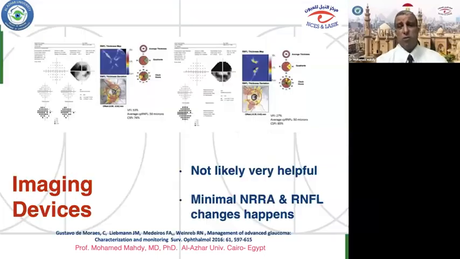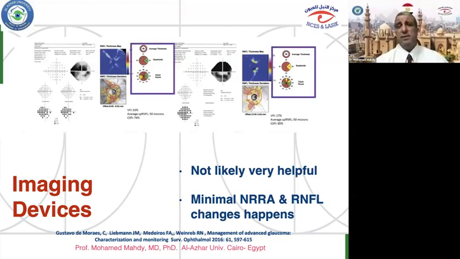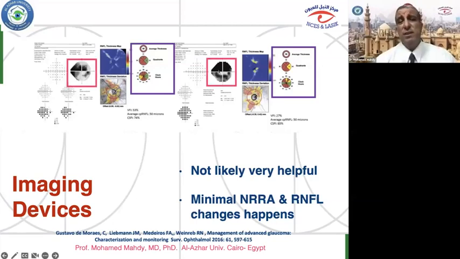If we come to the most important, the spectral domain OCT machines, which can measure precisely the optic nerve head and retinal fiber layer and even the ganglion cells, the patients don't look similar, despite the fact that these two patients are closely similar if we examine the spectral domain optic nerve head and retinal nerve fiber layer parameters. But if we go to the visual field, we see that the left one is healthier than the right one. So it is not likely to be helpful to use such advanced machines, as minimal neuroretinal rim area and retinal fiber layer changes happen in this stage of the disease.